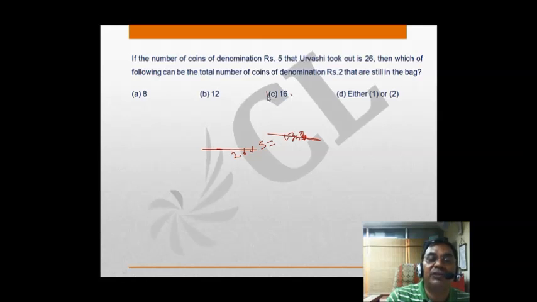So just see the calculation. If that means only 26, that means 4 I am taking. So 130 plus 8. Okay, and now already 30 coins are over. So 10 one-rupee coins, and that makes us 148.